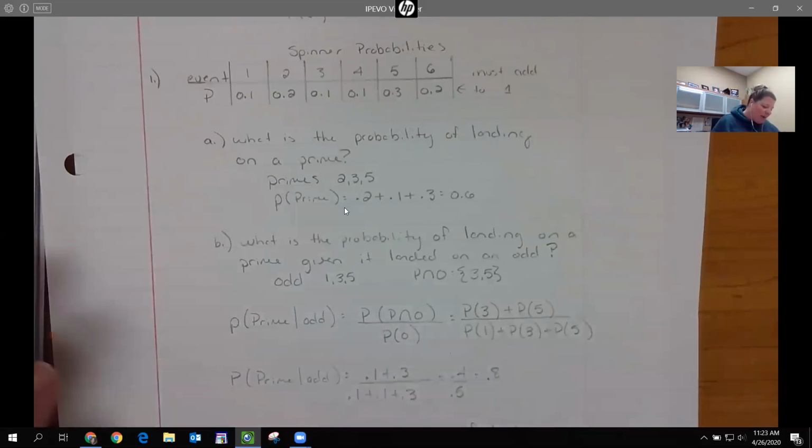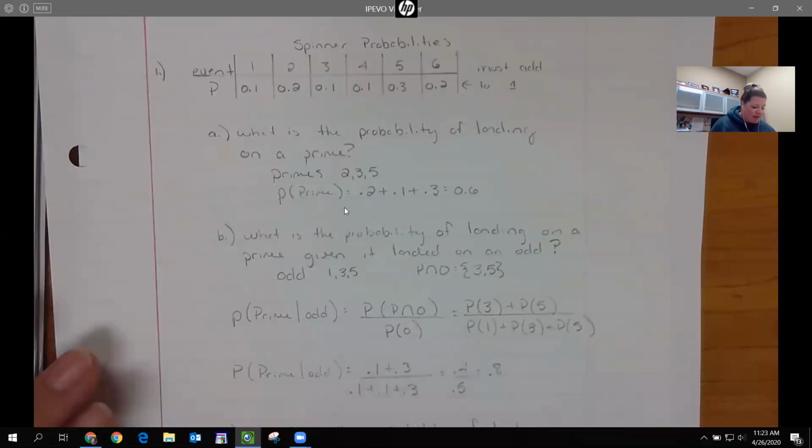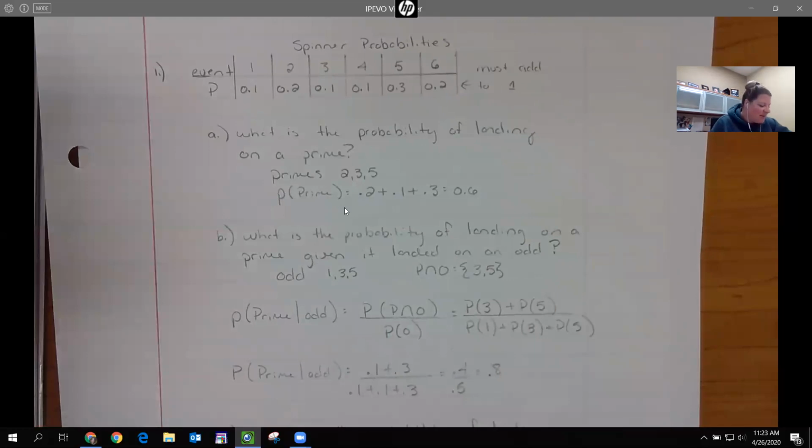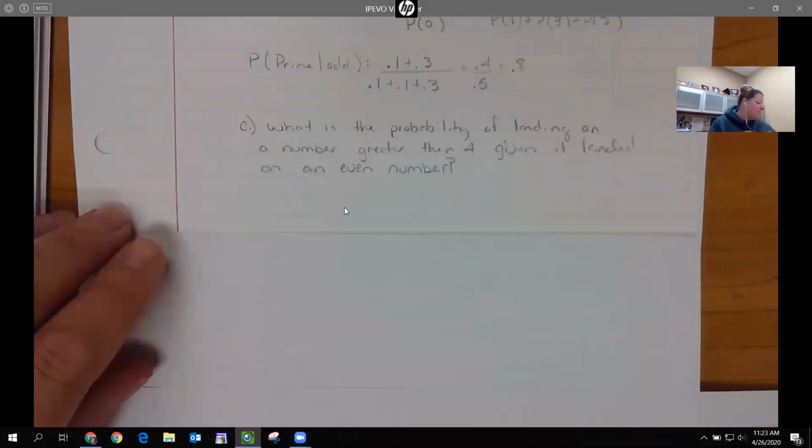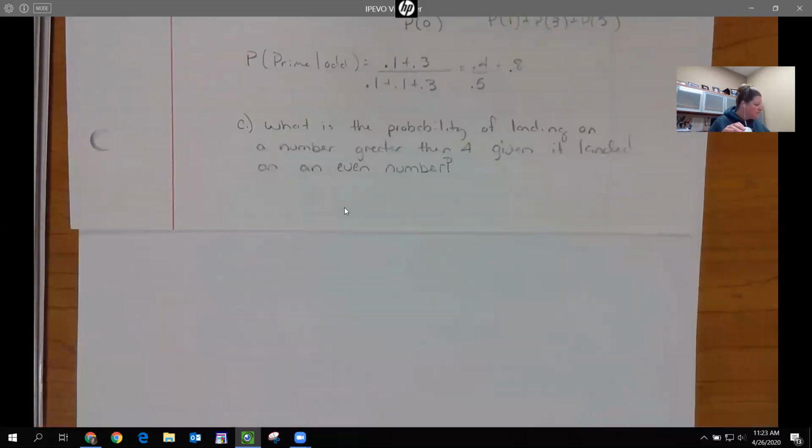So what is the probability of landing on a number greater than 4 given it landed on an even number? Let's do this next one. Which numbers are greater than 4? 5 and 6. And the even numbers are 2, 4, and 6.